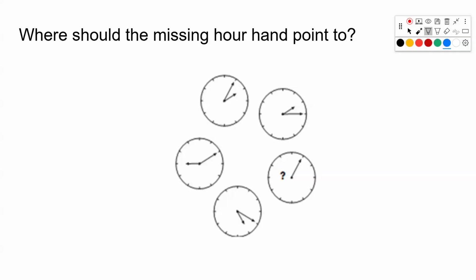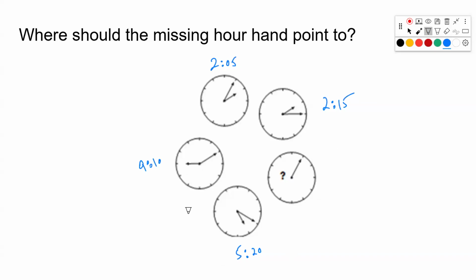Where should the missing hour hand point to? Normally we get carried away with a puzzle like this. We will be thinking that this is 205, and then we will think that it is 215. This we don't know. This we can say it is 520. And this we can say it is 910.